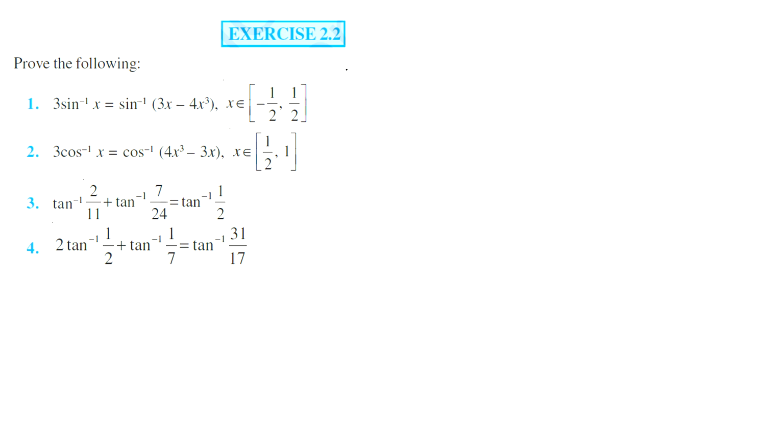Hello everybody, today we are doing questions from inverse trigonometry. Let us see the first question. First question is prove that 3 sin inverse x is equal to sin inverse (3x minus 4x cube), where x belongs to [minus half, half]. So we have to prove that 3 sin inverse x is equal to sin inverse (3x minus 4x cube).